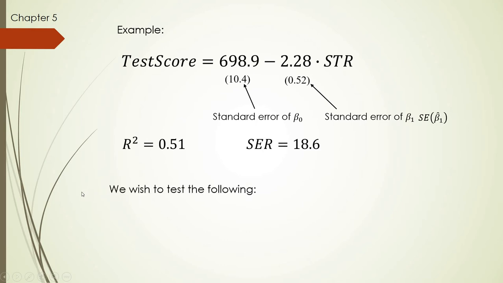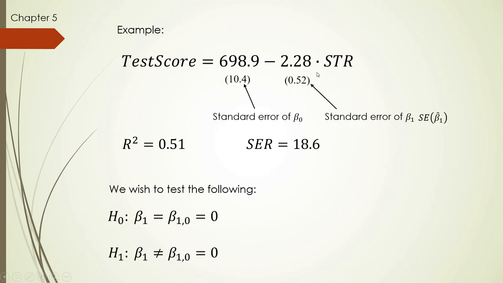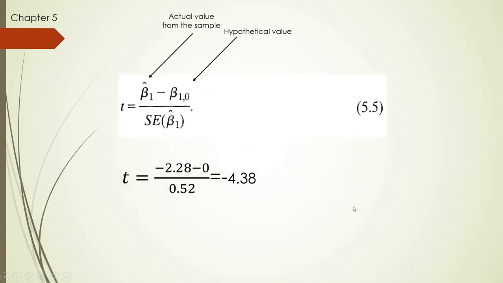And now we wish to test the following. We wish to test if our beta 1 in the population is equal to 0. The alternative hypothesis is claiming the opposite. So again, we will calculate the t-statistic. We already know these three values. So beta 1 hat is 2.28, beta 1 0 is 0, and the standard error is 0.52. Here it goes. So the t-statistic is minus 4.38.